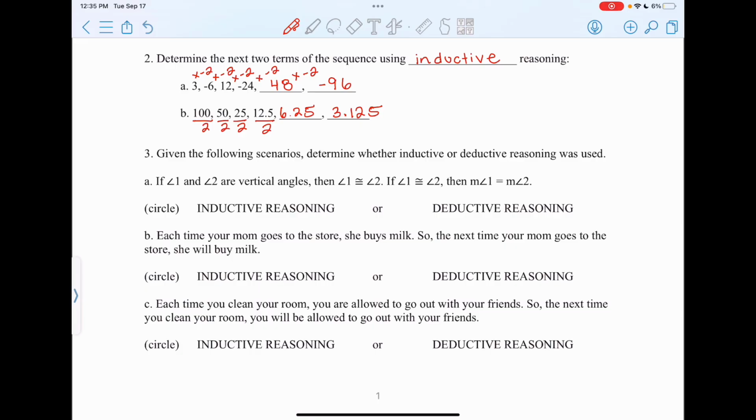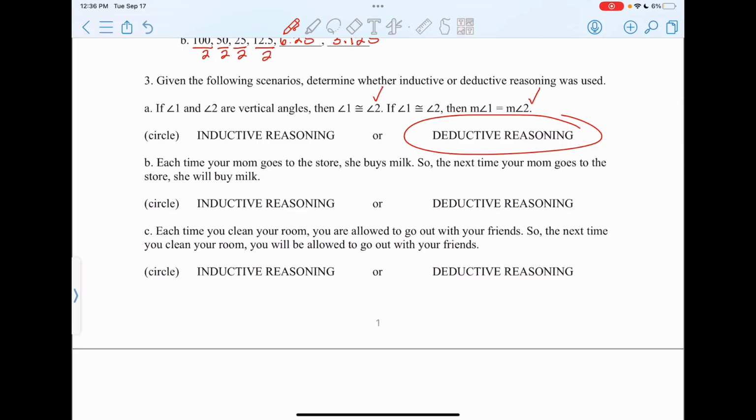So in A, it says if angle 1 and angle 2 are vertical angles, then angle 1 is congruent to angle 2, which is true because of the vertical angles theorem. If we have vertical angles, then they are congruent. And if angle 1 is congruent to angle 2, then they have the same measure. That's the definition of congruent. This is deductive reasoning. That is a logical pattern to making a conclusion using facts and theorems.